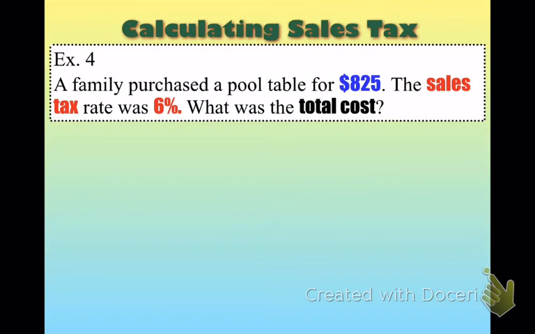All right, example number 4. A family purchased a pool table for $825. Tax rate is 6%. What's the total cost? Let's do method number 1 for this one.